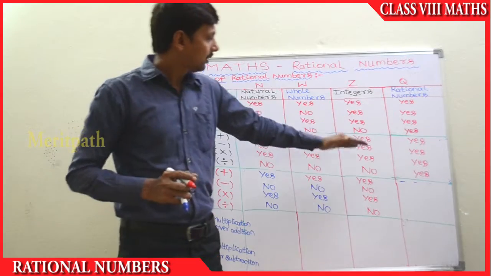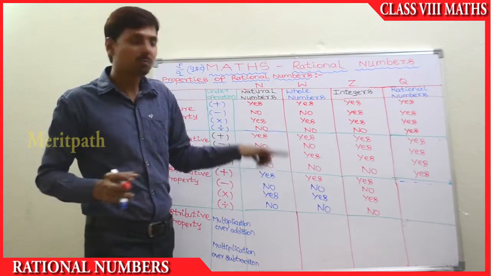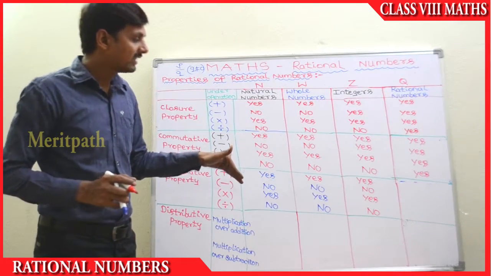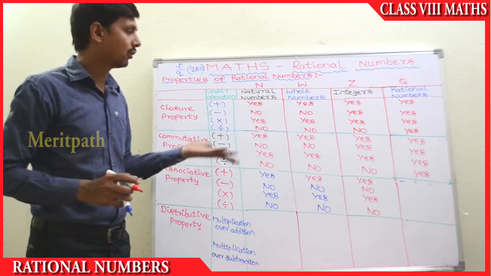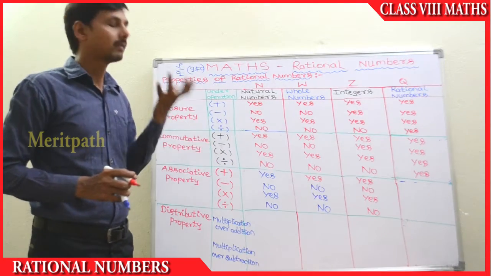The property of addition is possible on integers, subtraction is not possible, multiplication is possible, and division is not possible on integers. So let's go to the next property, that is rational numbers.